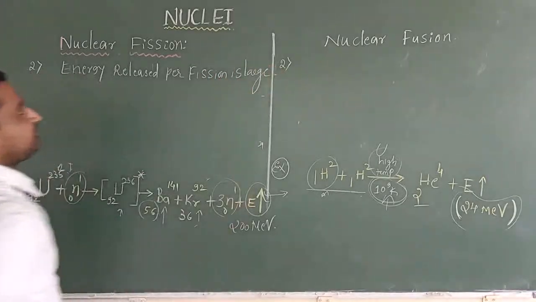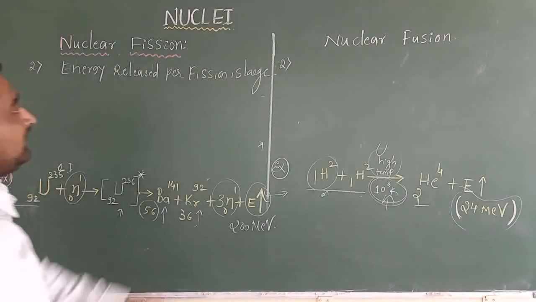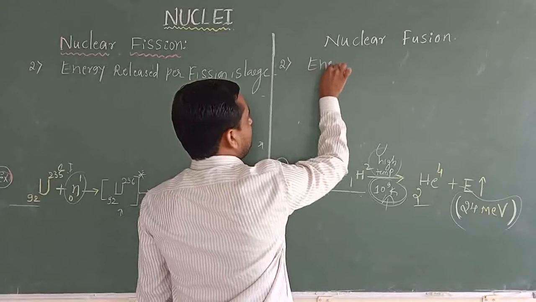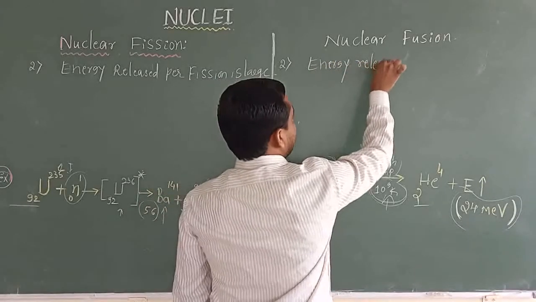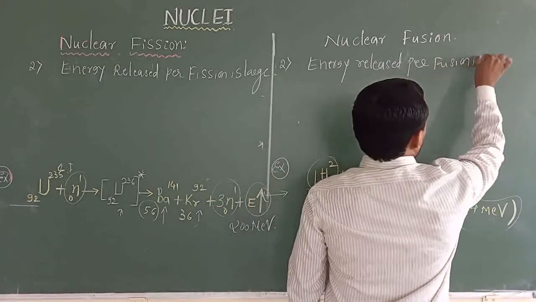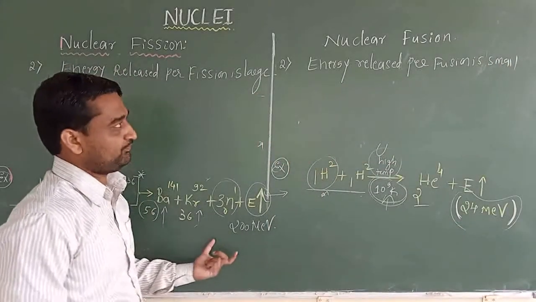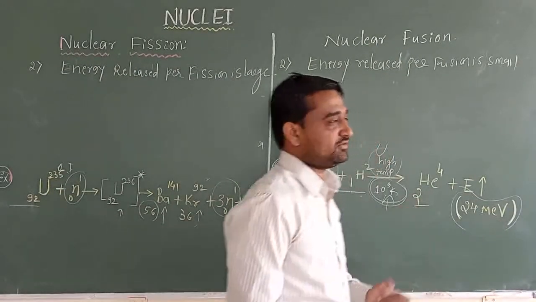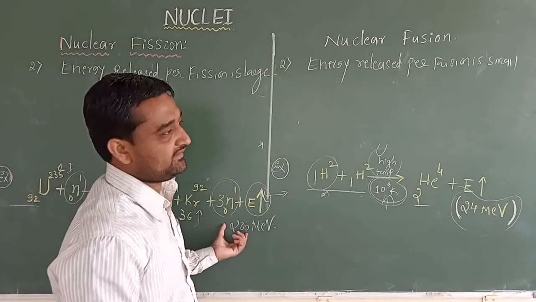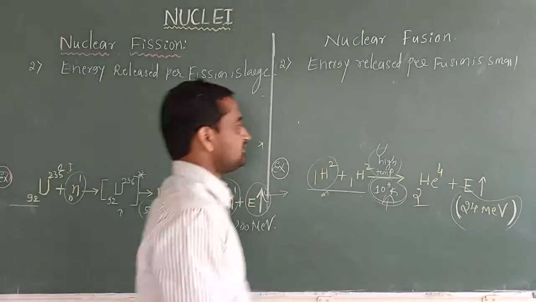Energy released per fission reaction is large, and in case of nuclear fusion, energy released per fusion is small. So here, per nuclear fusion reaction, the amount of energy released is of the order of 24 mega electron volt, around this. But in case of nuclear fission, it is of the order of 200 mega electron volt. So per fission energy released is large, per fusion energy released is small.